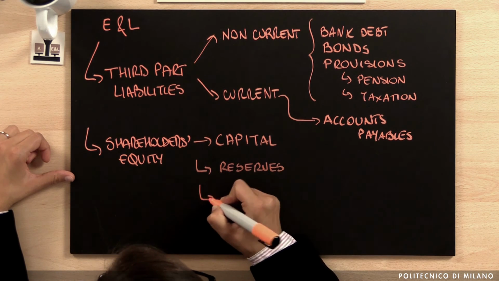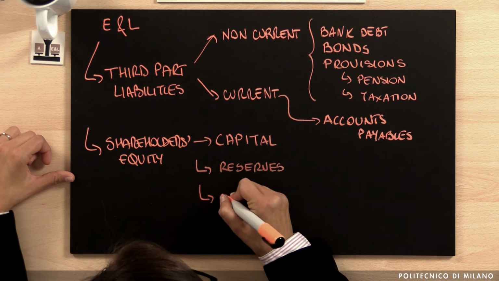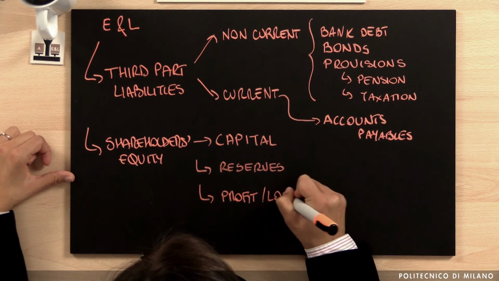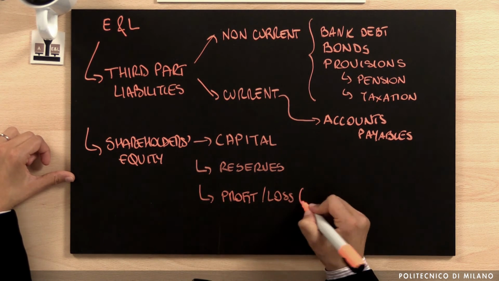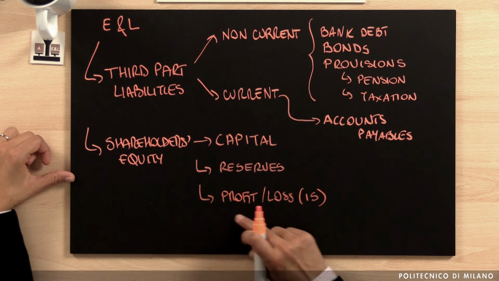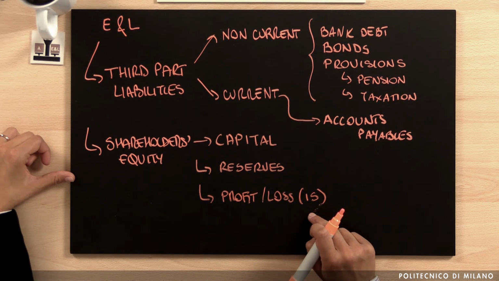Finally, we have the third element that represents the shareholders' equity, that is represented by the profit or loss of the year. This is also the value that we can find inside the income statement. So this is the final result that is identified by the company inside the income statement by using an accrual logic.